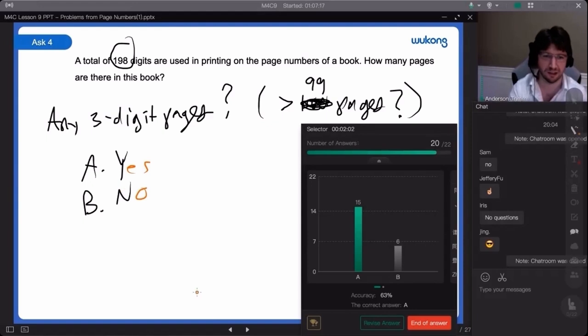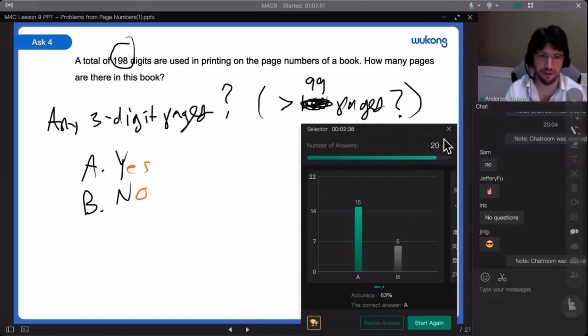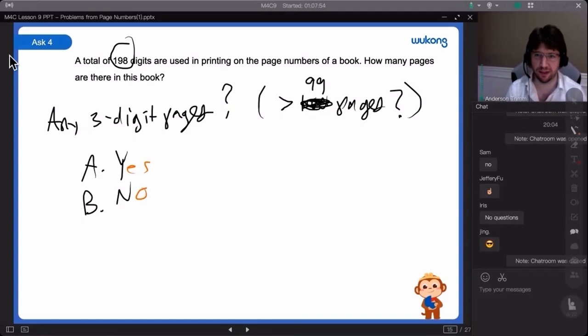All right, so I want somebody to volunteer. Somebody who's really confident in their answer, tell me why you think your answer is right. If you just guessed, then maybe not this time. Anybody super confident? All right, I like confidence. So Alice, did you say yes or no, and why? Yes, I agree with you. So how do we know there's going to be 3-digit pages?